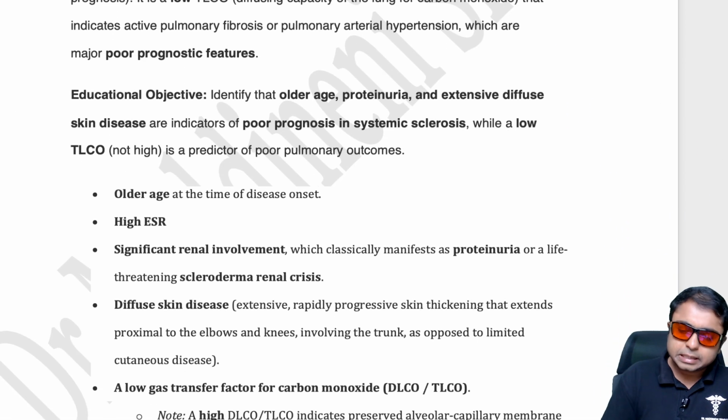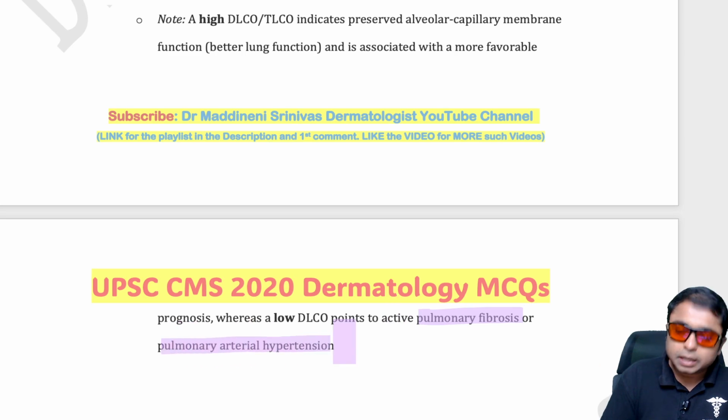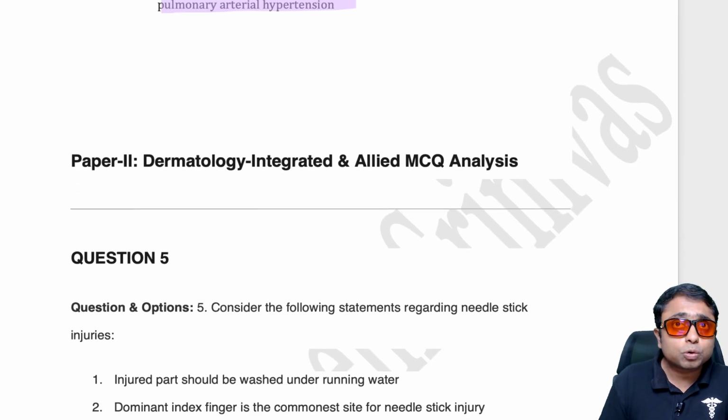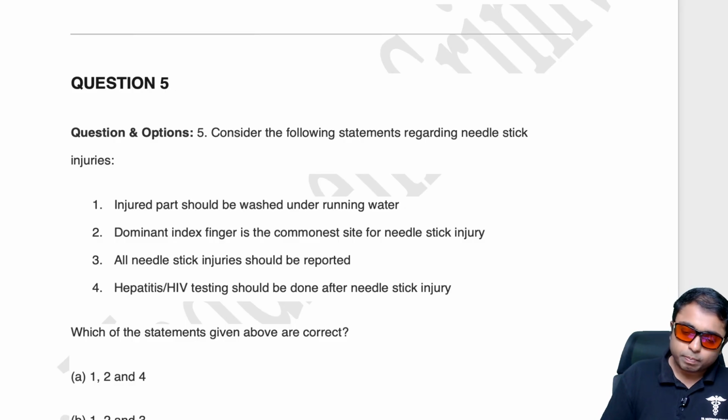And of course, these are all the poor prognostic markers: older age, high ESR, significant renal involvement, which manifests as proteinuria, and also diffuse skin disease. And also you can remember pulmonary fibrosis and pulmonary arterial hypertension. These are also poor prognostic markers for diffuse systemic sclerosis.